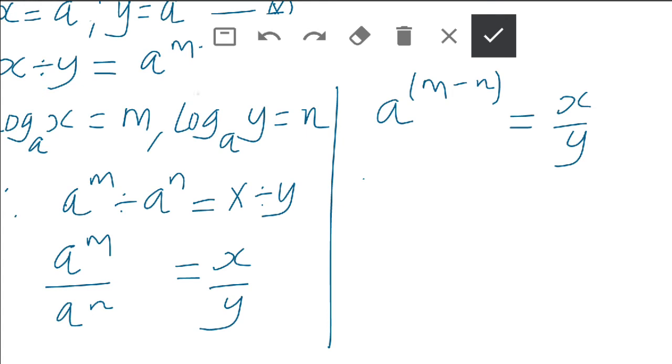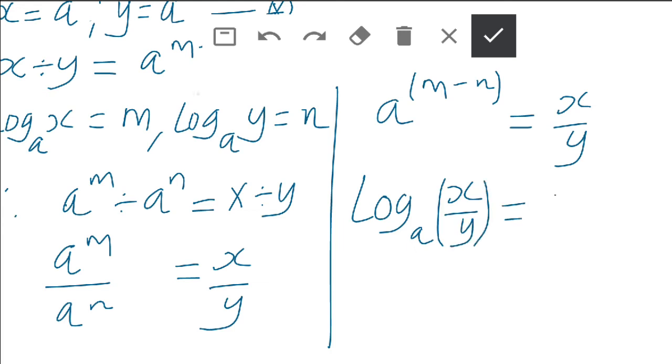And at this juncture we can express this in logarithmic form. So let's express this in logarithmic form. So we shall have log to base a of x over y equals m minus n.